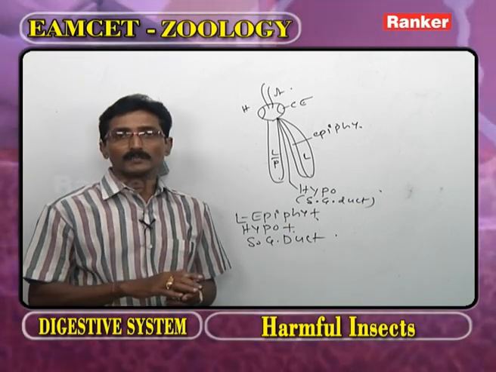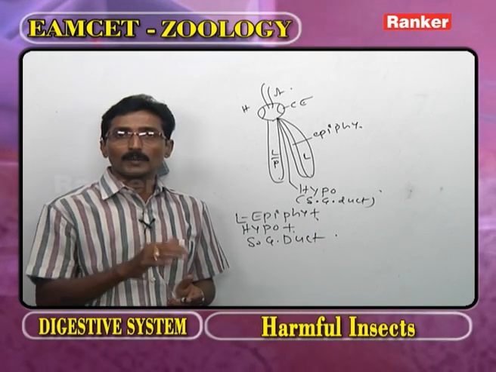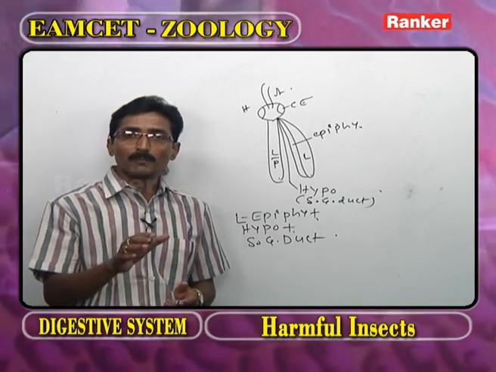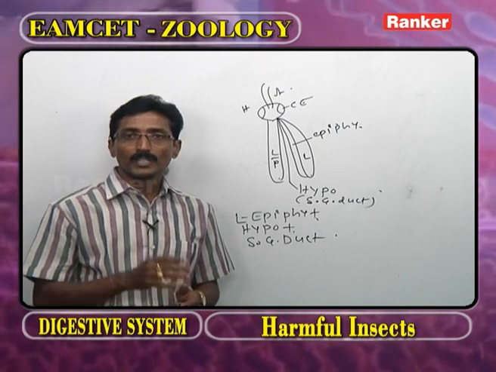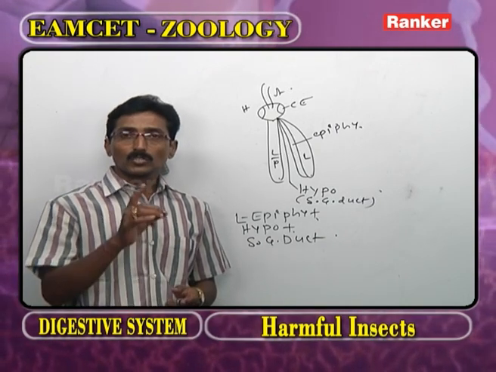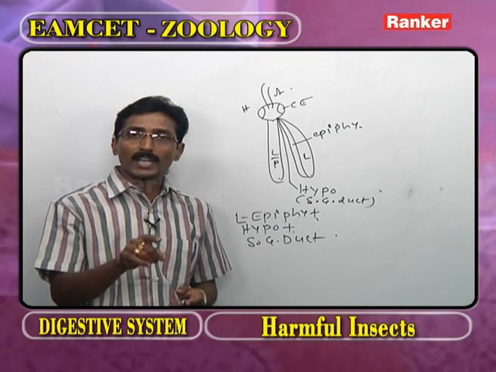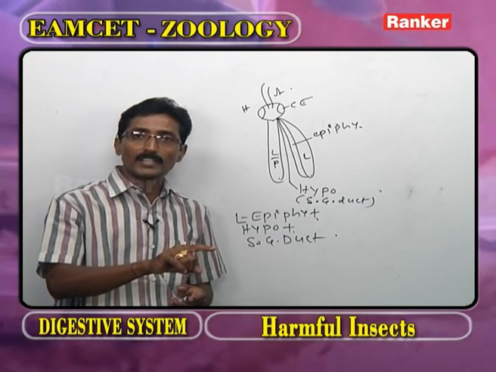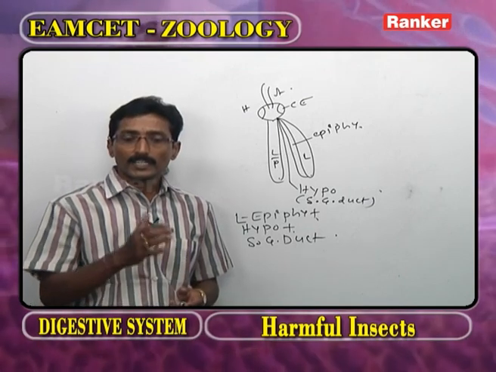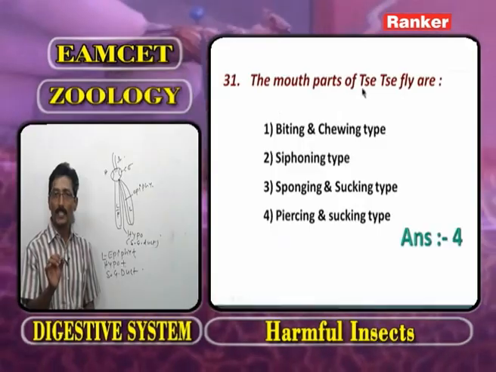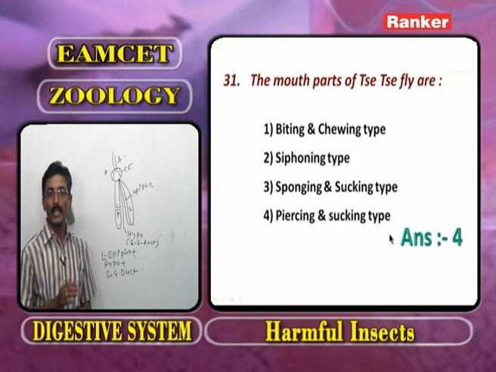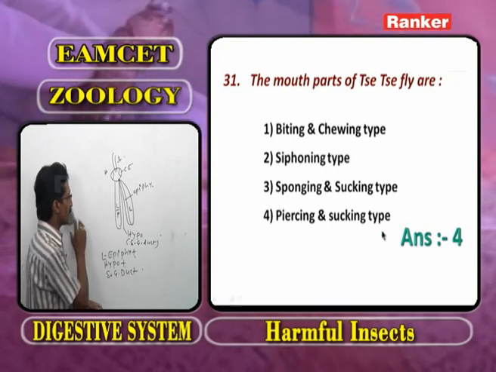All these are blood sucking or sanguivorous insects. In the adult stage, what type of mouth parts are present? Piercing and sucking. Whereas in the larval stage, biting and chewing. But here one exception is present: the lac insect, which is purely herbivorous. Though it is herbivorous, in the embryonic stage as well as the adult stage, the mouth parts are piercing and sucking. Here the question is the mouth parts of tsetse fly, in the adult stage: biting and chewing, siphoning, sponging and sucking, or piercing and sucking. The answer is piercing and sucking. The next question.